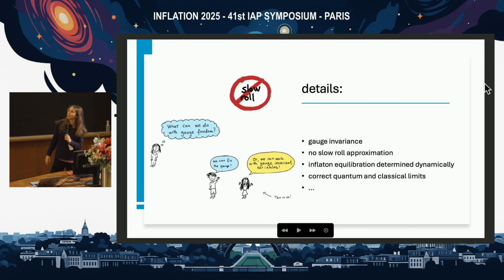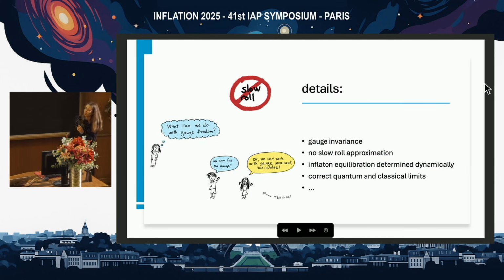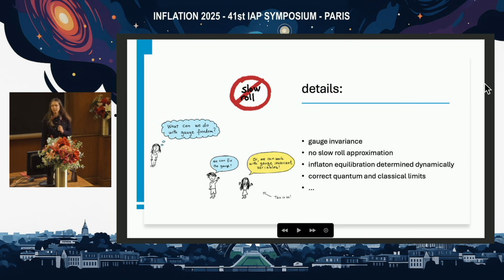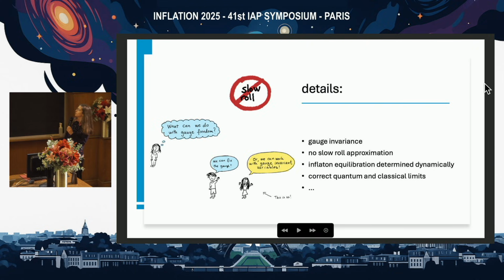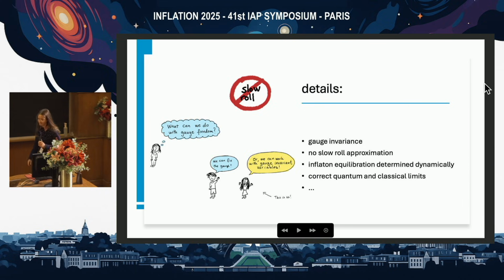And now just a few details. In our work, we insist on gauge invariance in our equations and in our solutions. We also do not rely on the slow-roll approximation with our equations. And also, we do not need to assume in advance whether the inflaton equilibrates or not, but this is rather a question that's answered dynamically. We also make sure to have correct quantum and classical limits, and a few more things.